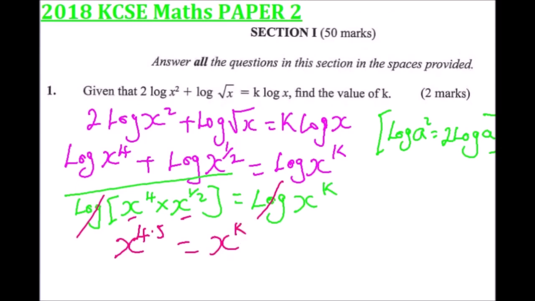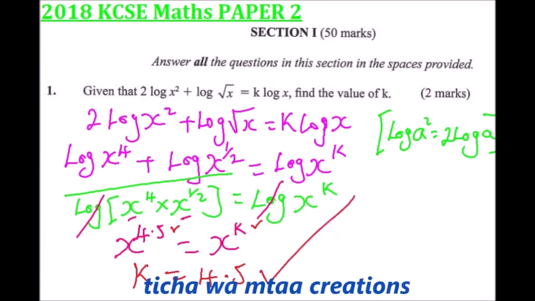Because now we have the same base, which is x, it implies that k is equal to 4.5. That is, the powers are the same. So if we have x raised to power 4.5 is equal to x to power k, then k is the same as 4.5, and that is how you do that question.